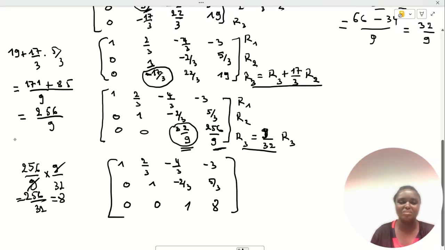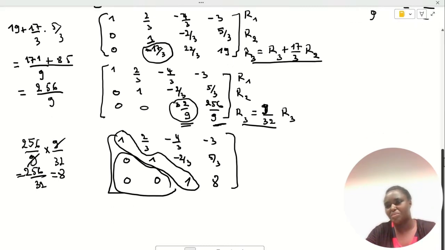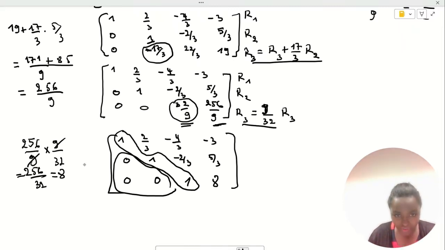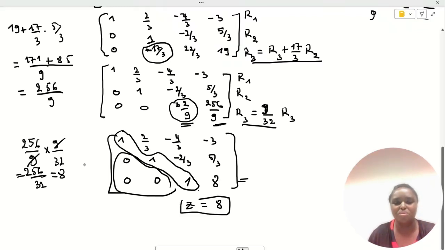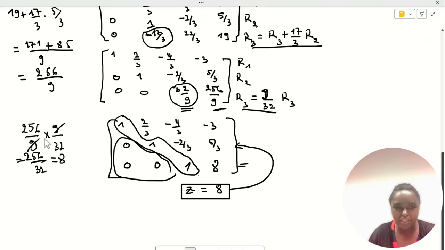Since we already have zeros, and we have ones, the pivots are already ones. Now we can go ahead and find x and y and z. We can start from z. From the third row, we have z equal to 8. And we can insert this z equal to 8 into the second row. If we insert it into the second row, what will we get? We will get x is equal to 0.